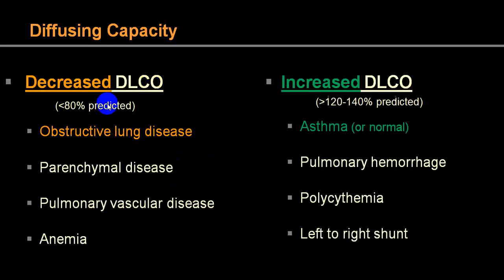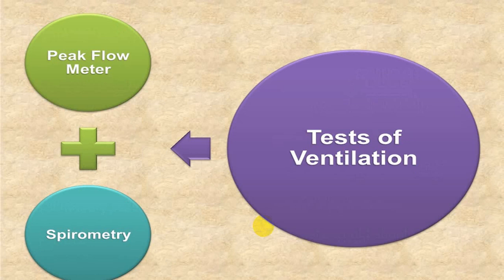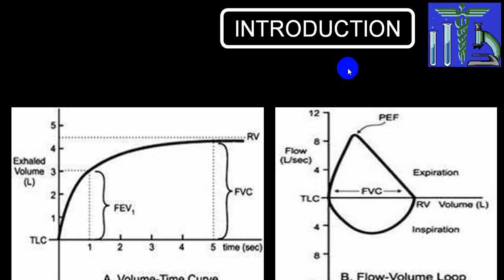So a decrease in the diffusion capacity, classically you will see in an obstructive lung disease, and it will be normal or maybe a little higher in case of bronchial asthma. Mainly it is done to differentiate these two. Very rarely it is required, not commonly done. The most common test which we do is spirometry, and very handy is the peak flow meter. Now we'll be going to spirometry reading, the volume time curve or flow volume curve.